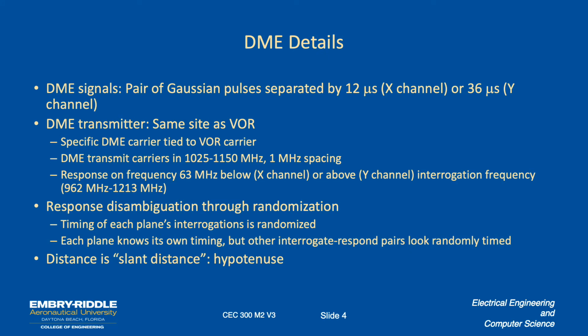So the X channel pulses are separated by 12 microseconds, and there's a Y channel that some stations have that's separated by 36 microseconds. Again, these are often at the same site as a VOR. The carrier frequencies are tied together; these are tabulated. I think I misspoke on the previous slide. It doesn't respond on the same frequency. It responds on a different frequency depending on whether it's an X channel or a Y channel. So you don't have to turn off the transmitter to receive your timing.